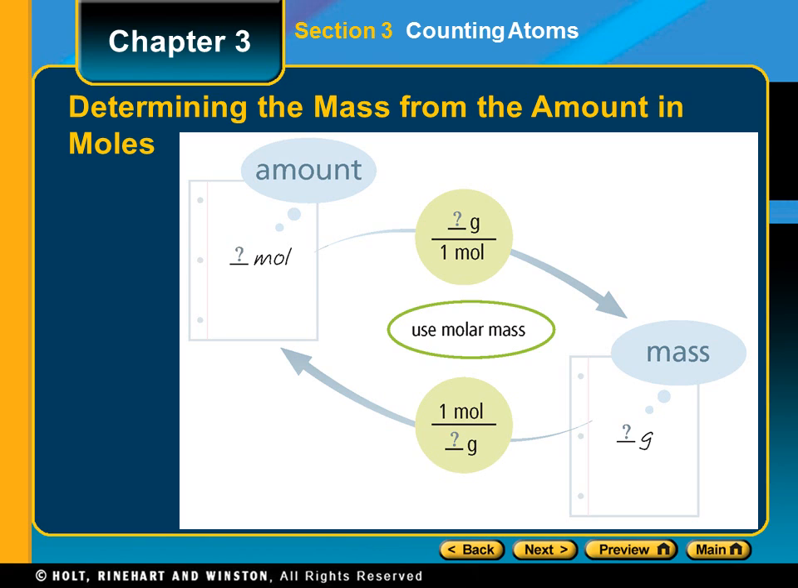Determining the mass from the amount in moles. Okay, how do you do this? Well, you have the amount. You're going to have to multiply by grams over mole to get mass. Or to go from the mass to the amount, you multiply by mole over grams to get moles. Okay, this is all using molar mass as your conversion factor.